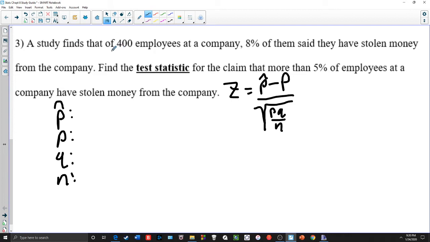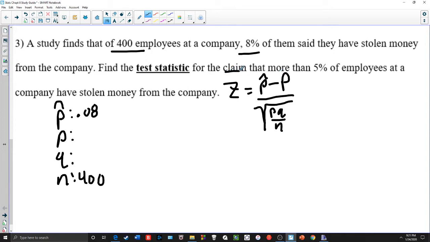So a study finds out of 400 employees. So that's our n, 400 employees. 8% of them said that they have stolen money. Find the test stat for the claim that more than 5% at the company has stolen money. Okay, so 8% of them have stolen money. So that means that's the sample percentage. That's what we got from the 400 we asked. So 0.08 would be my sample percentage, my p hat.